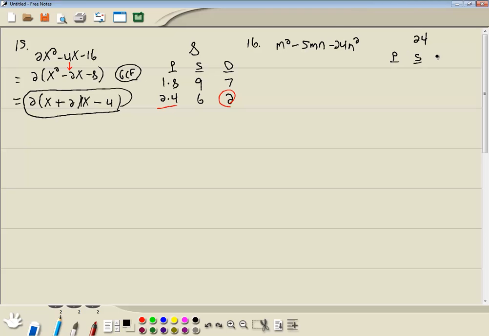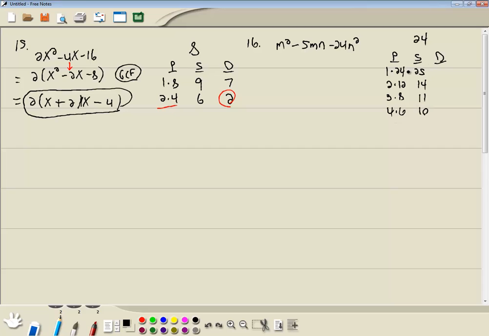Come up with our 3 columns. All products that give us 24: 1 times 24, 2 times 12, 3 times 8, 4 times 6. Add those. 1 plus 24 is 25. 2 plus 12 is 14. 3 plus 8 is 11. 4 plus 6 is 10.